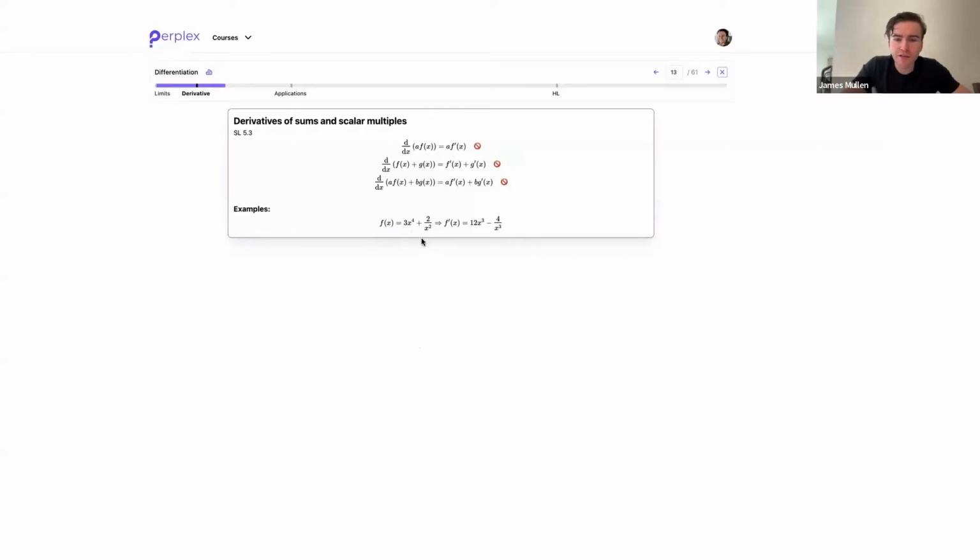So for example, if I have f of x is equal to 3x to the 4 plus 2 over x squared, I can write that as 3x to the 4 plus 2x to the minus 2. And I bring down the 4, I get 4x cubed minus, and then I'm going to bring down minus 2, so minus 4x to the minus 3. Okay? And I don't know why I said 4. It was 12 for the first one because there's already a 3 in front, so 12.